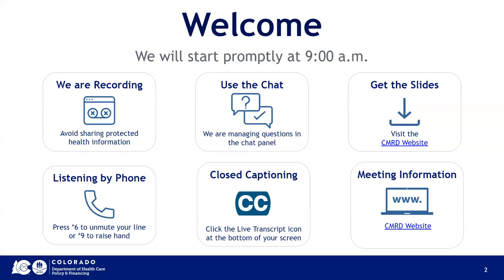We are going to be using the chat, and really in these meetings, we've come to realize that that is the most efficient way to do this. There is a link on the screen right now for you to get the slides for the meeting. They're also listed on our website if you want to get them later. If you're listening by phone, press *6 to unmute or mute yourself. And if you want to raise your hand in the webinar, you can do that by phone as well by pressing *9. Most people are online, so the way to raise your hand is to use that button at the bottom of the screen.